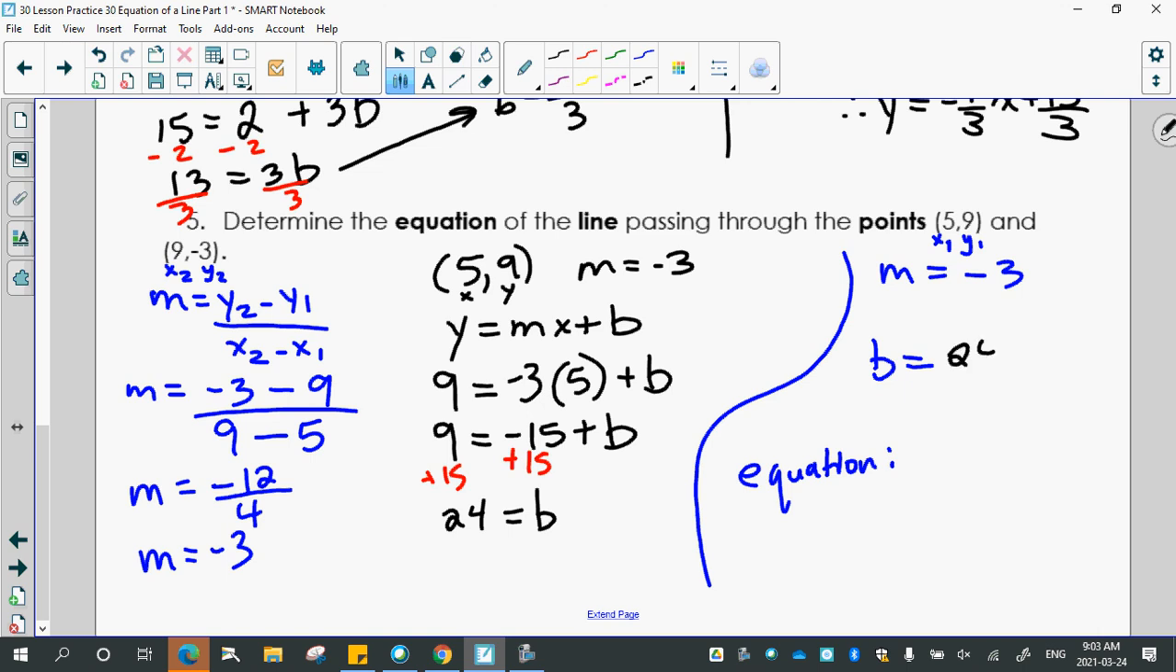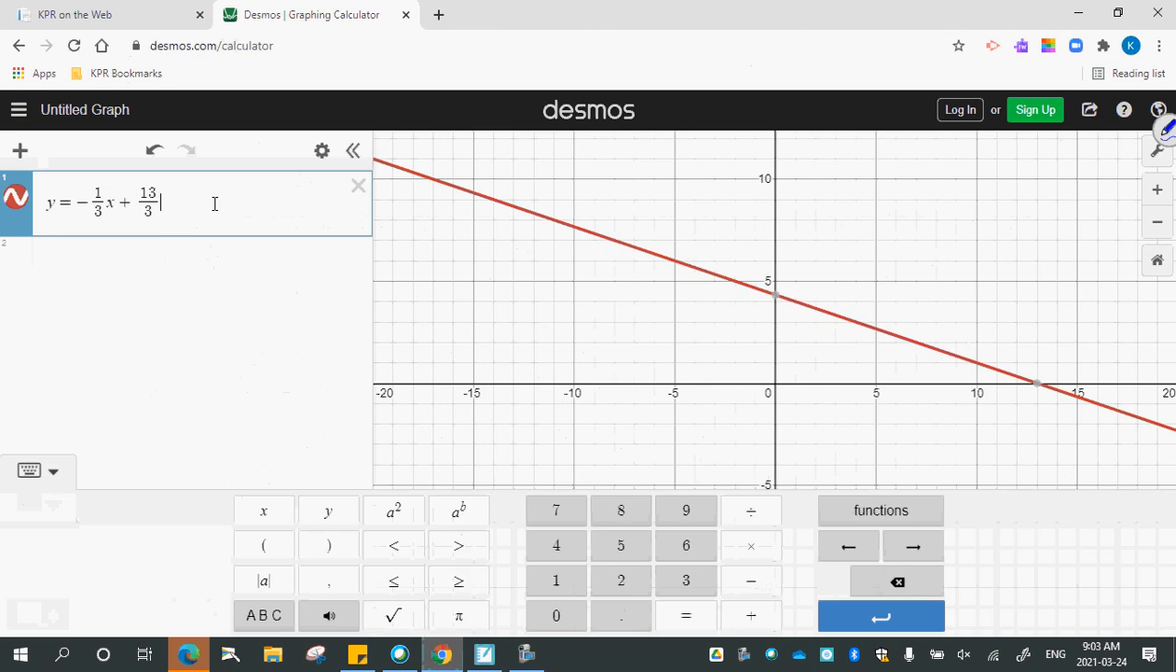So I can fill b in. Once I know m and b, I can fill my equation in. So therefore, y equals m, so that's negative 3x plus 24. And you can check this on Desmos, okay? So again, we can go to Desmos, negative 3x plus 24.